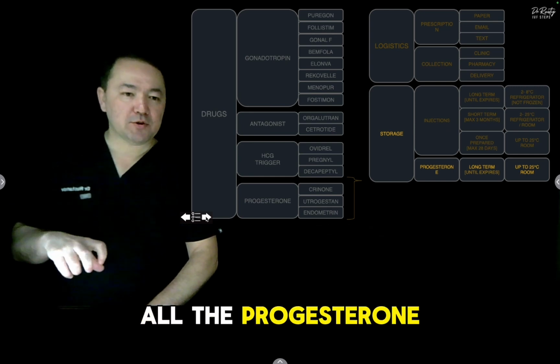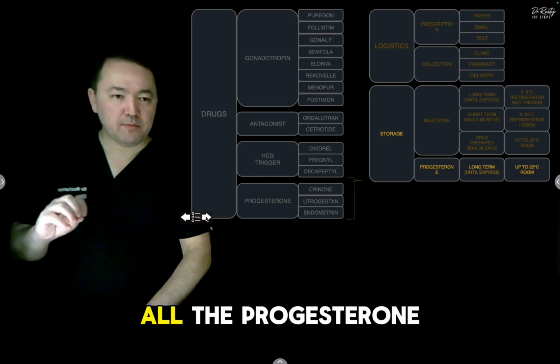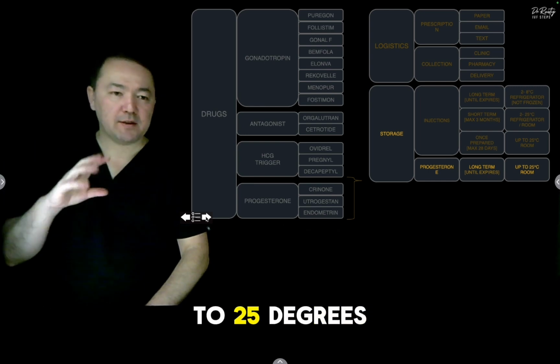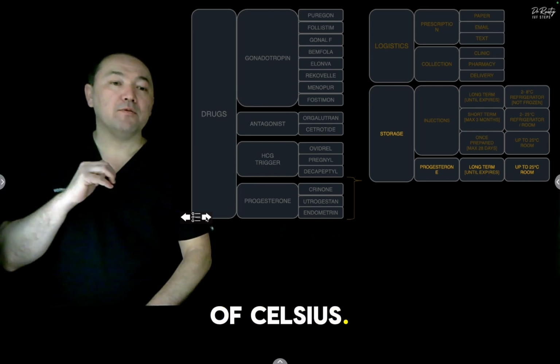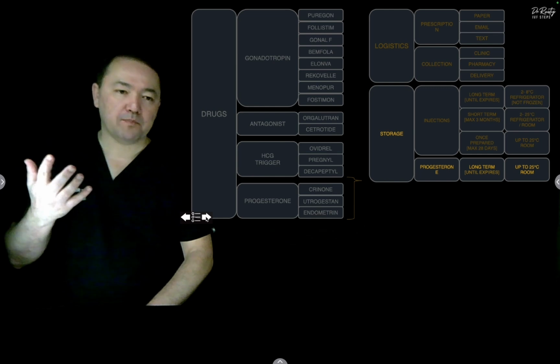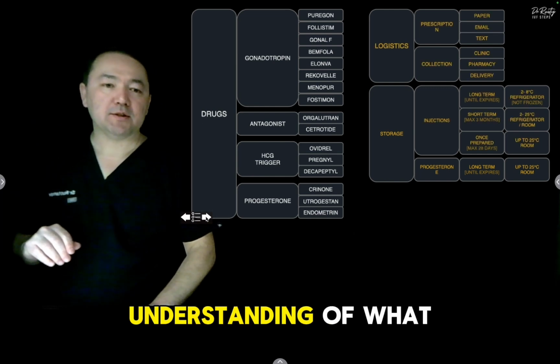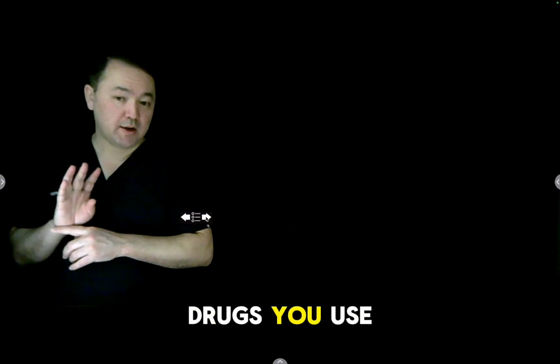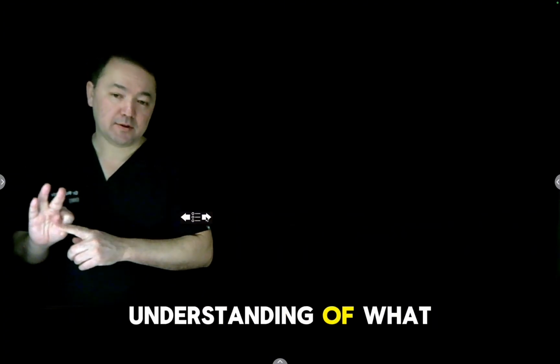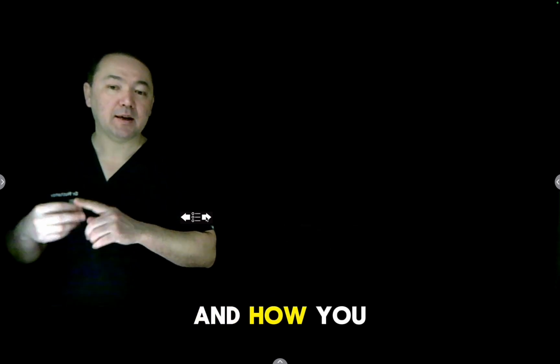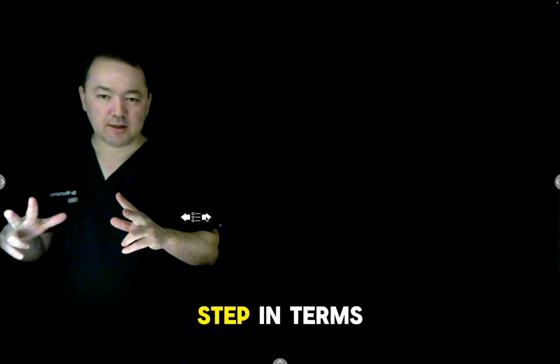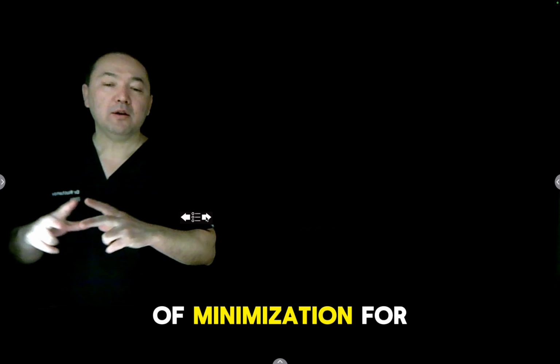All the progesterone drugs you can store long term at room temperature, from 2 to 25 degrees Celsius, until they expire. So this is about the storage conditions. Understanding what drugs you use in IVF, how these drugs get delivered and how you store them is a very important step in minimizing the logistical stress involved in IVF.